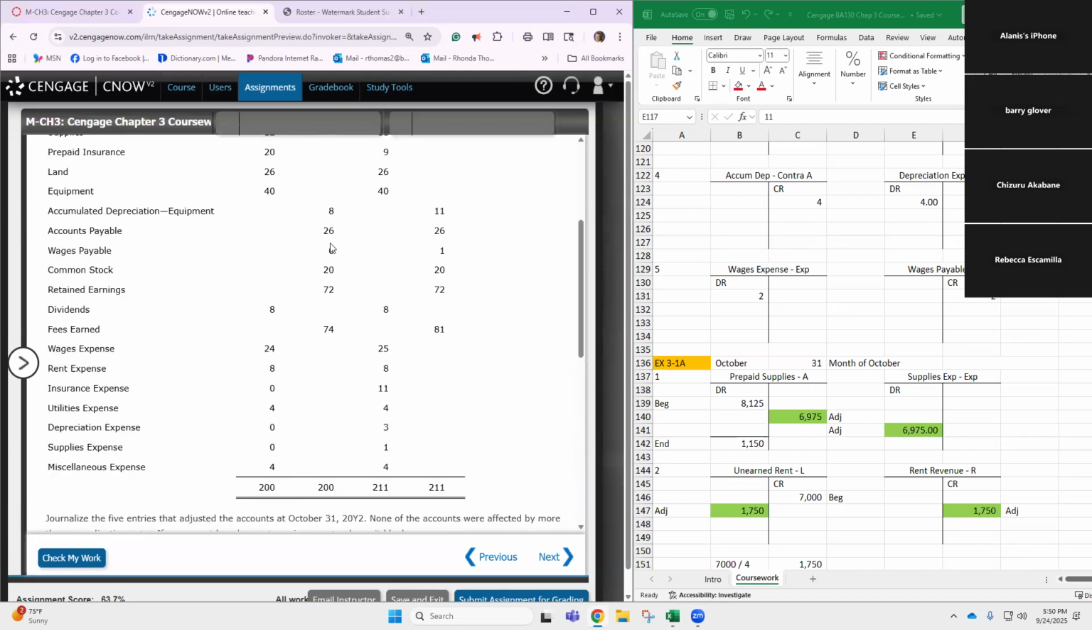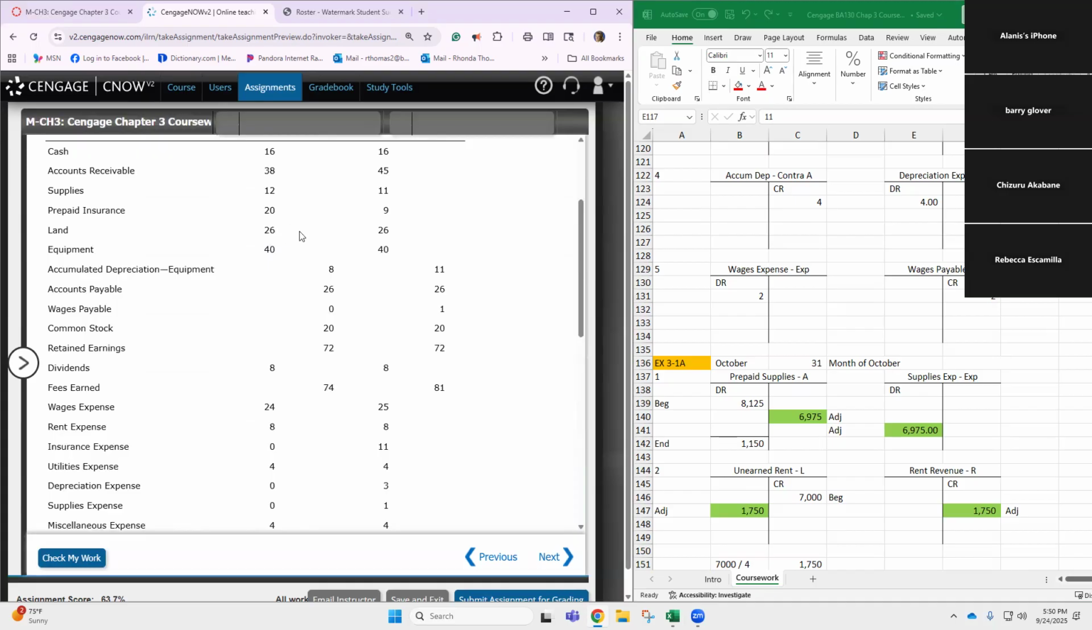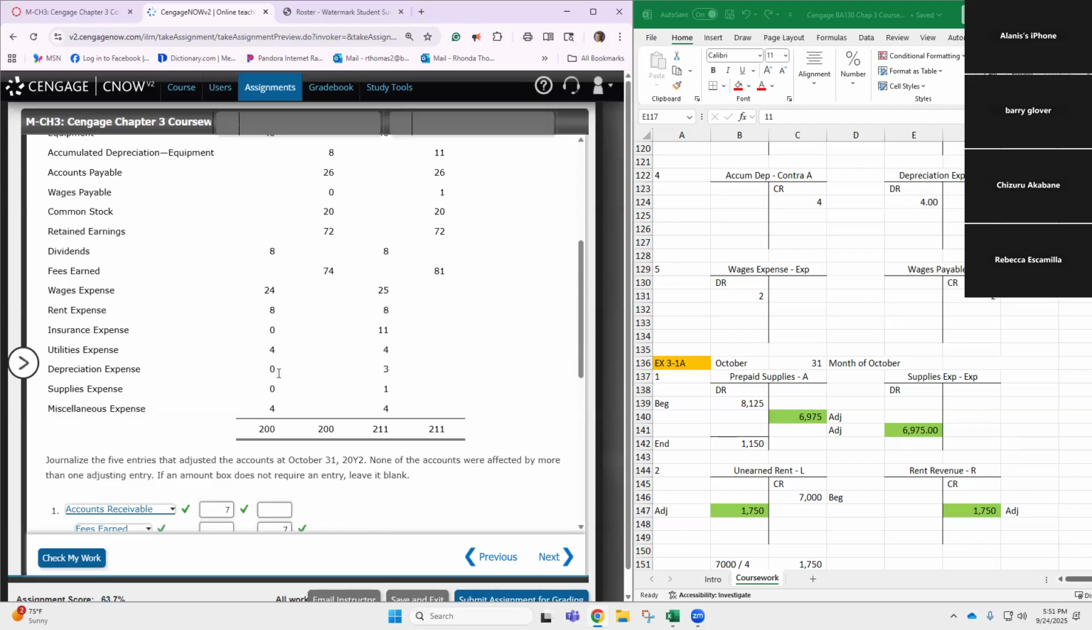Okay, we're still walking down the assets here. How about land? Did land change? So it's not part of the adjusting process. How about the fixed asset equipment? Did it change? But its partner, accumulated depreciation, went from 8 to 11. So we added 3 to accumulated depreciation. And when we do that, we can go down and look at depreciation expense. I had 0 and now I have 3.